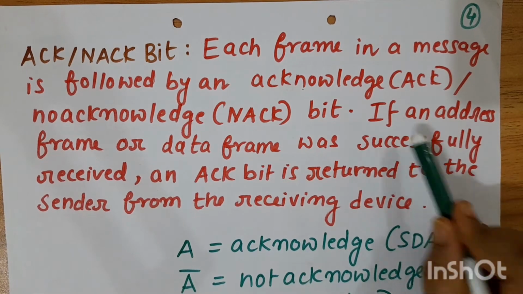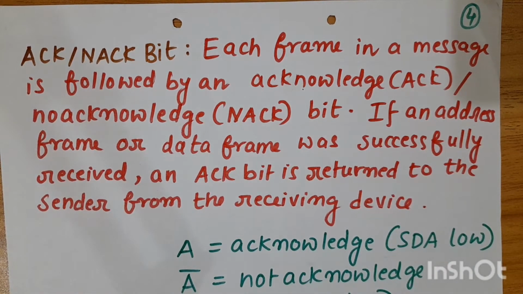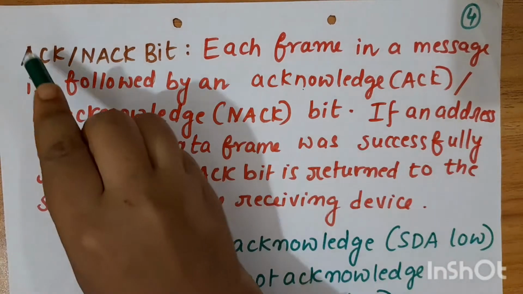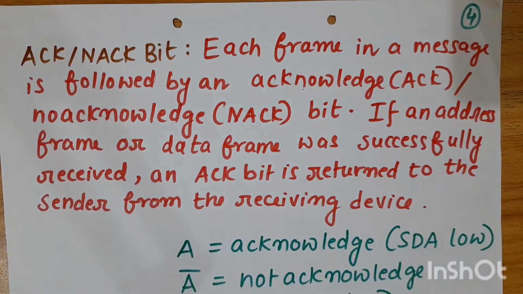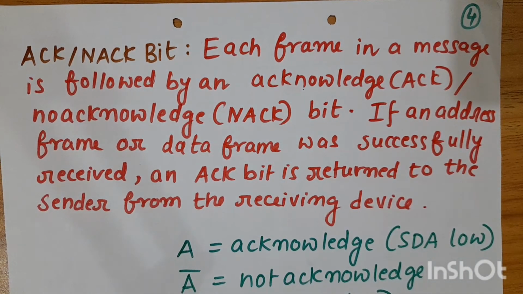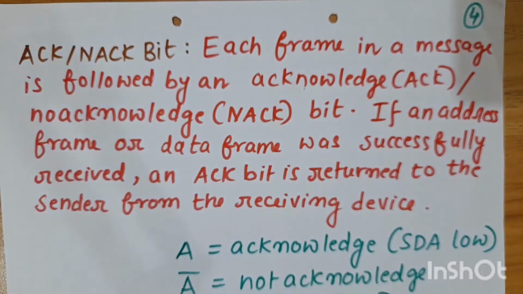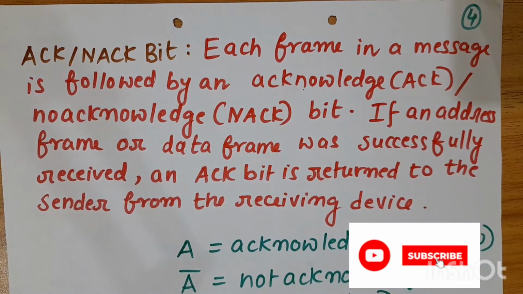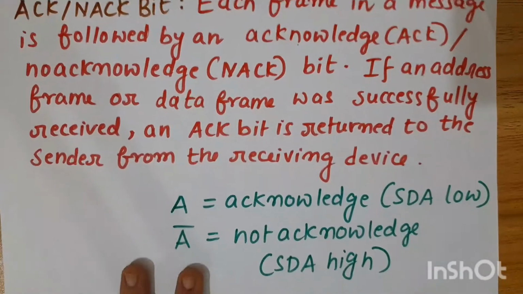When the address frame is sent from the master to the slave, obviously the slave will send some acknowledgement to tell, yes, I have received the address. So this bit does the work. Or I have not received the address, that also is done by the same bit. Even after sending the data frame, this bit tells, yes, I have received the data, or I have not received the data.